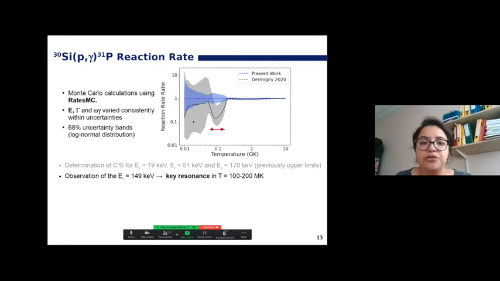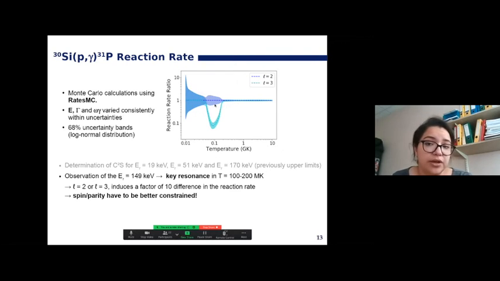For the temperature range of interest for polluter candidates in globular clusters, the rate has been re-evaluated to a higher value when considering L equals 2 for the 149 keV resonance, with narrower uncertainty bands. But one must not forget that L equals 3 is not discarded, and this would induce a factor of 10 difference in the reaction rate. So the 149 keV is a key resonance, and a better determination of its spin parity is crucial.